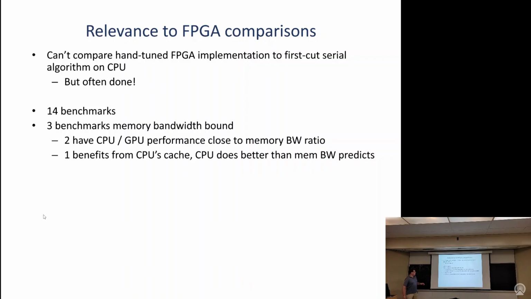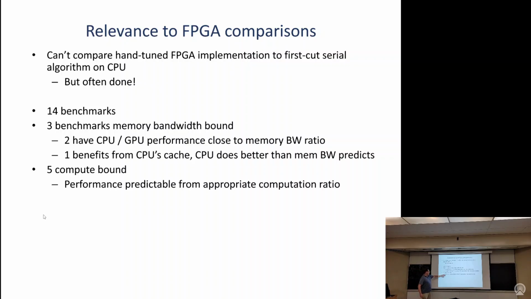Five of the benchmarks were compute bound, meaning memory is not going to be as big an issue, it's just getting the computation done. For those, performance was predictable by looking at the data type and the peak performance of the CPU versus the GPU. And there were seven of the 14 benchmarks that were harder to predict.